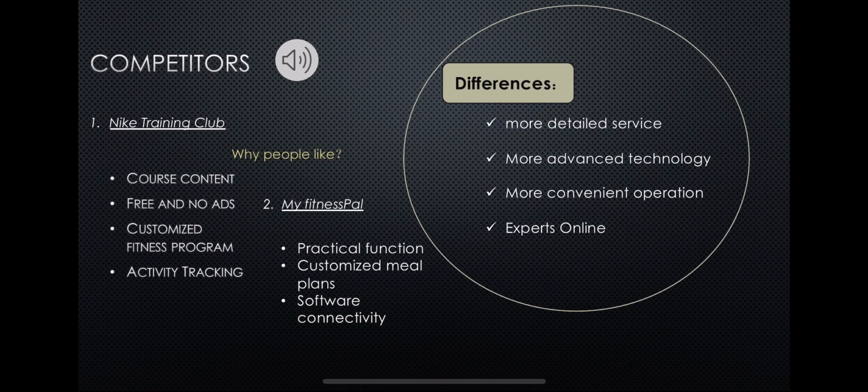But however, what we have is not only what they have, but our differences. We see something can be improved from our competitors, so we own more detailed services. We contain the services from training to eating to any other needs of our users. We have more advanced technology and more convenient operation to give our users a better and easy experience when using our app. We also have more experts online to solve our users' problems at any time.